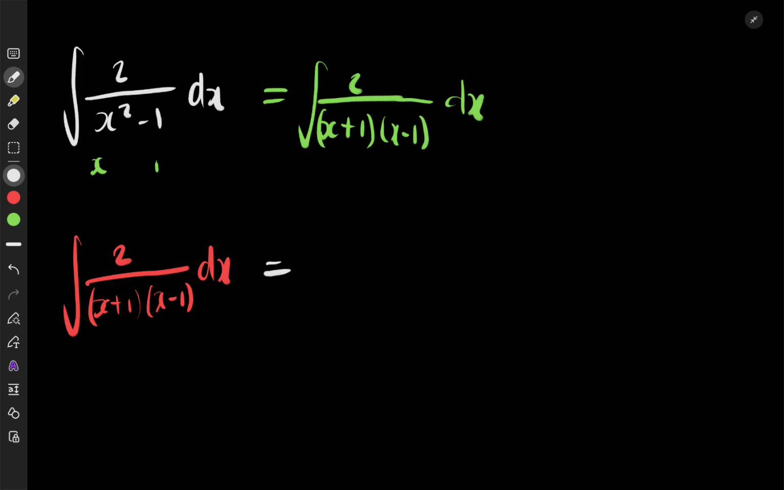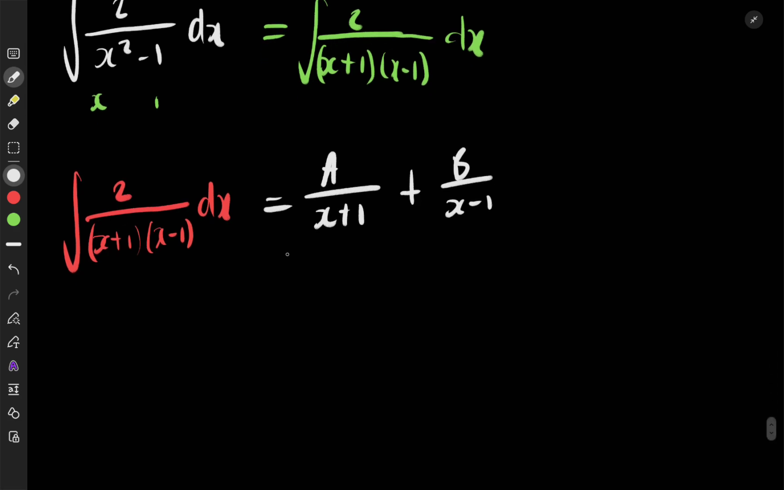And this we know would become, we deal with the denominator. So this is my first denominator, here is my second. Here, this is a linear thing because the highest power of x is 1. So it's going to be a over x plus 1. Then I say plus, since here it is also the highest power of x is 1, just b over x minus 1. And now we have to find a and b.